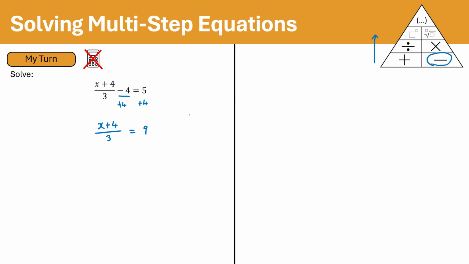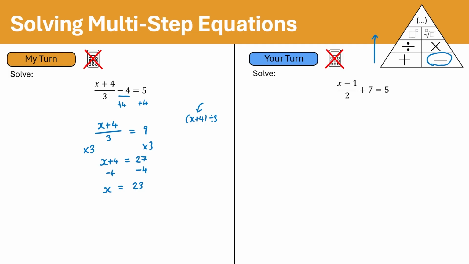In a sense, we could think of the left-hand side as (x + 4) divided by 3. And so we want to undo our division before we deal with what's inside the bracket. So I'll multiply both sides by 3. That leaves me with x + 4 on the left-hand side is equal to 27 on the right-hand side. Then I can subtract the 4 from both. That leaves me with x is equal to 23. All right, now try this one.